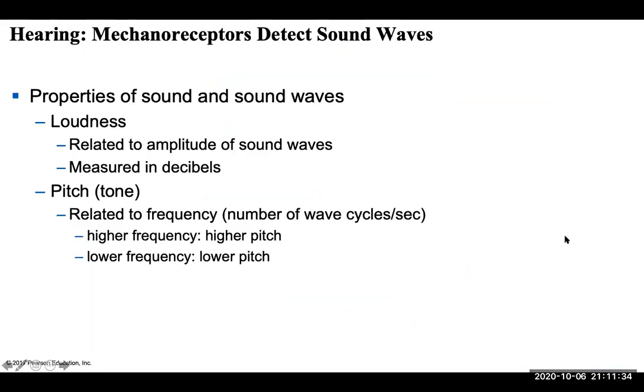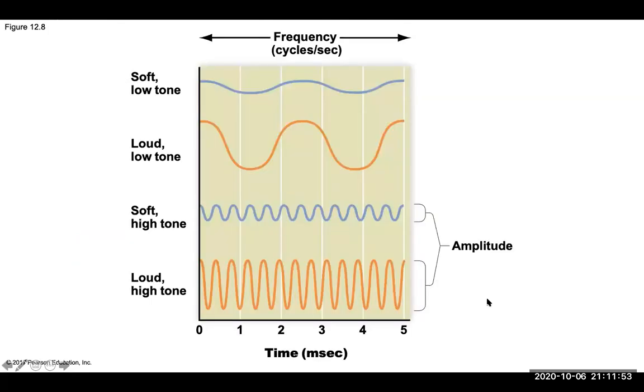Then we get to hearing. And again, for this lab, you're responsible for hearing, especially the anatomy of the ear, properties of sound and sound waves. Loudness is related to the amplitude, measured in decibels. Pitch or tone is related to the frequency, measured in the number of wave cycles per second. So this is a look at frequency and the amplitude and how they relate with frequency.